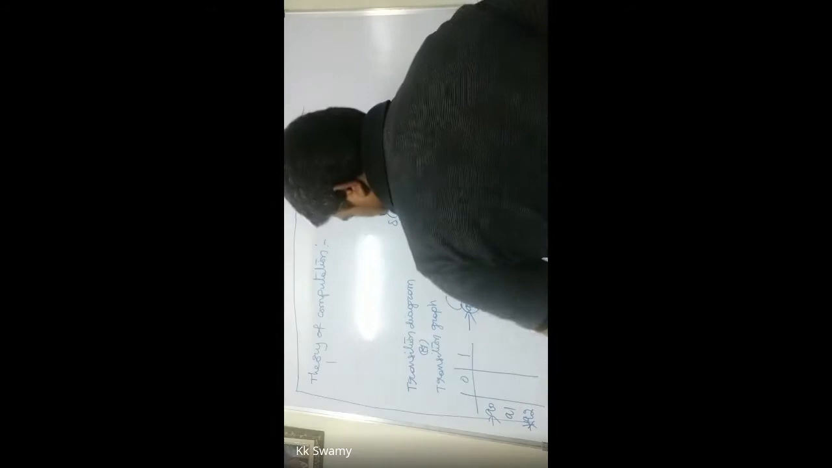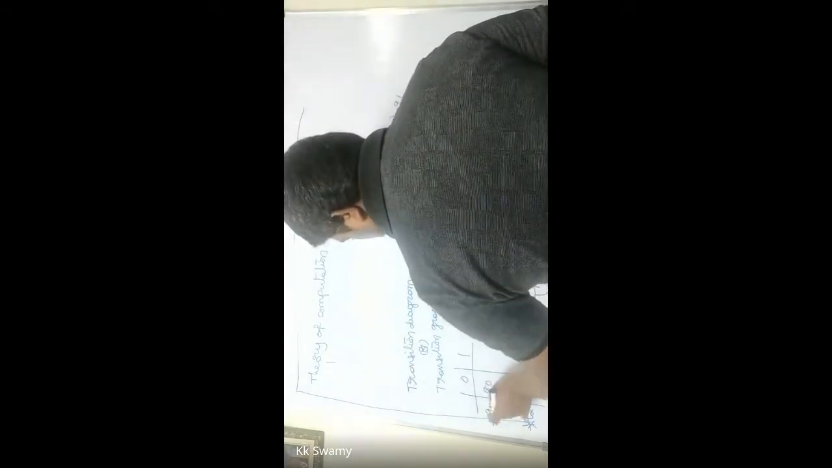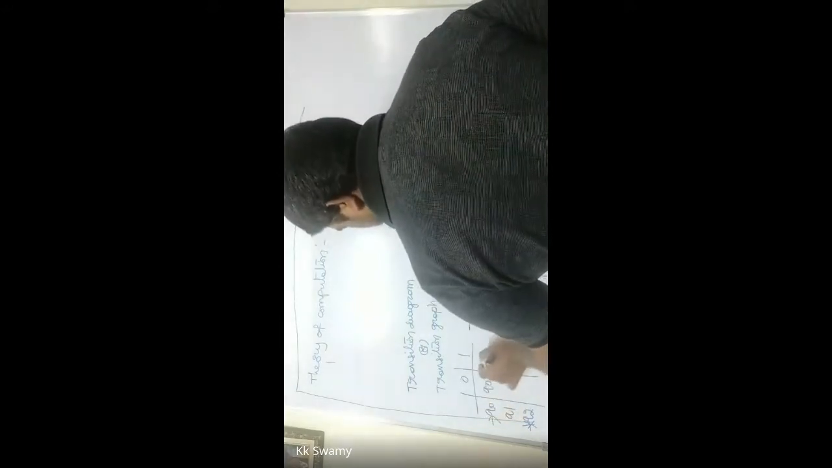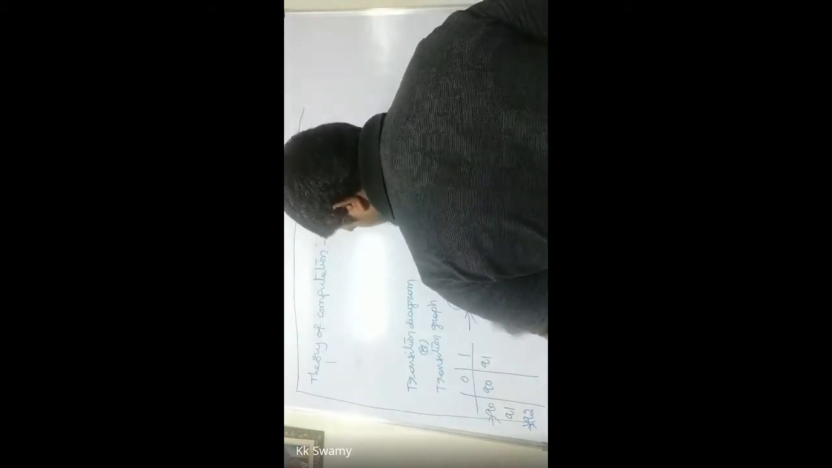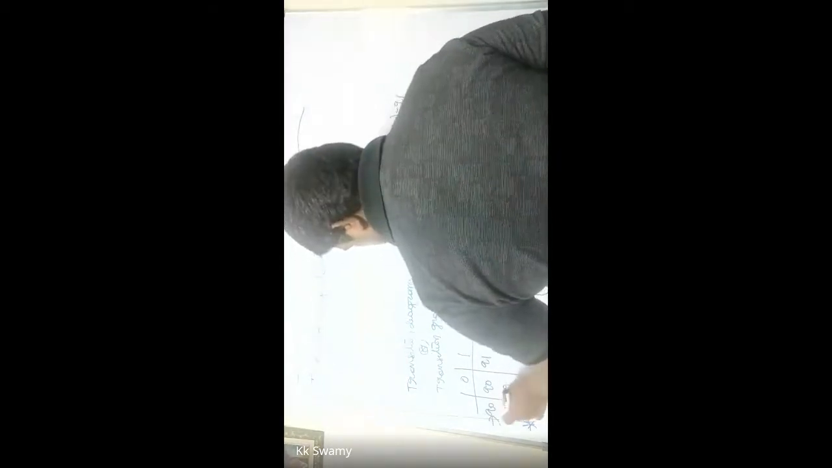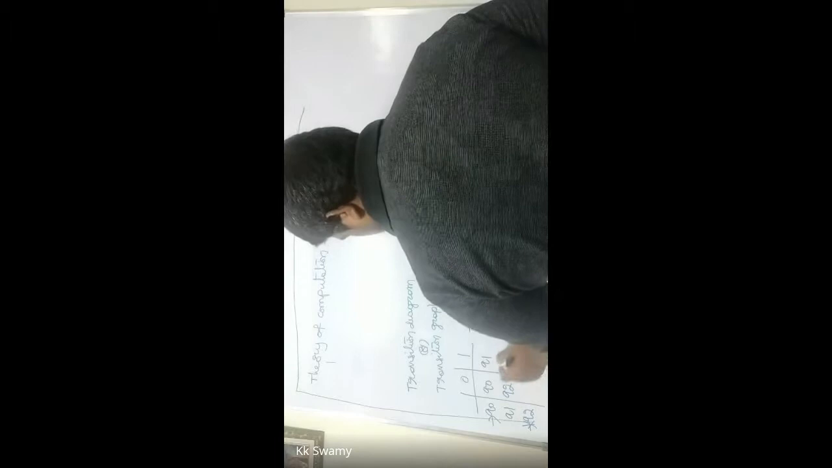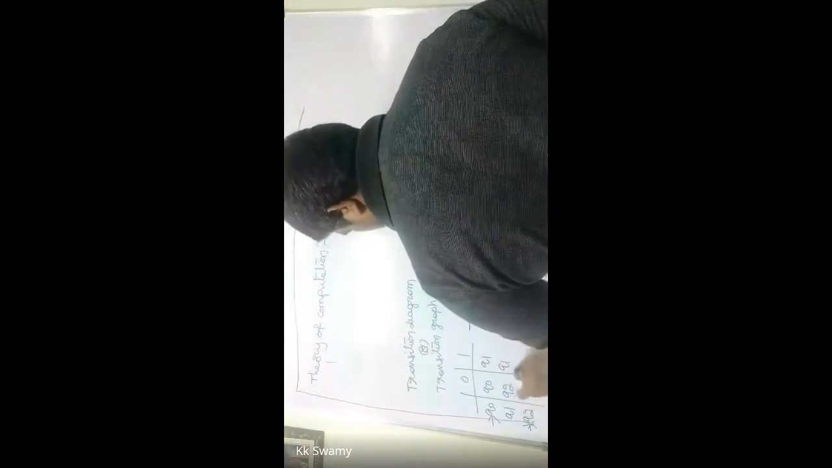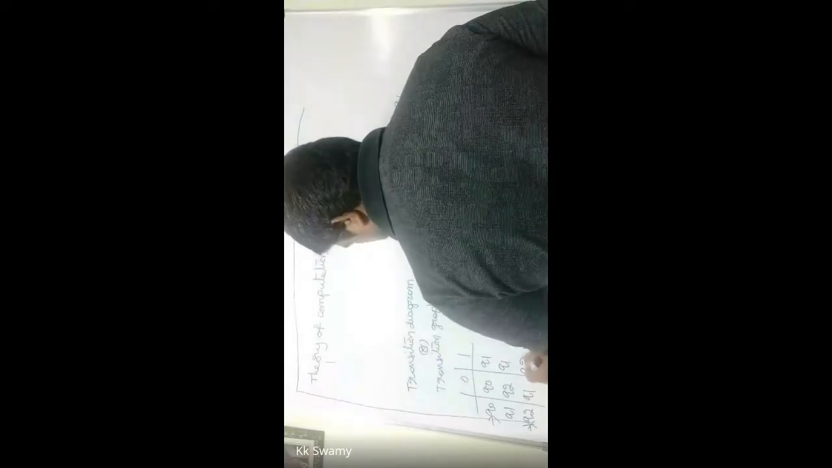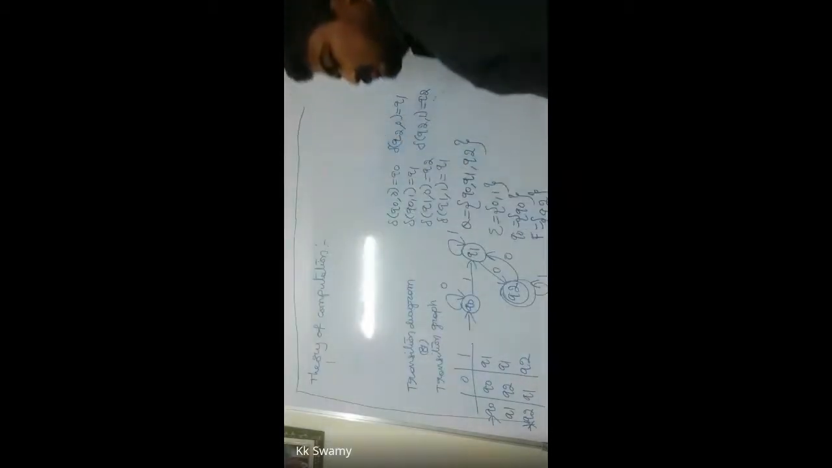Now Q0 and 0 is Q0. Q0 and 1 is Q1. Q1 and 0 is Q2. Q1 and 1 is Q1 only. Q2 and 0 is Q1. Q2 and 1 is Q2 only. Okay, now this is called the diagram and the table format.